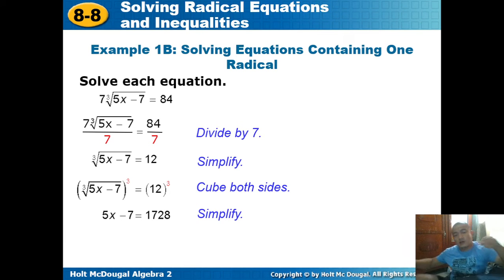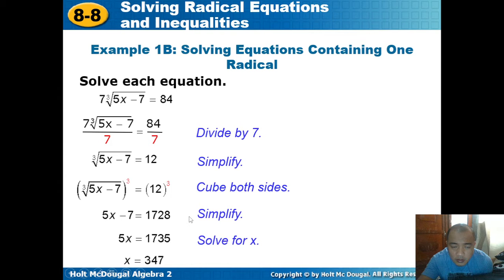Yan. So from this equation, 5x minus 7 equals 1728. Add both sides by, okay, just transpose negative 7, so plus 7 tayo dito. 1728 plus 7 is 1735. Divide both sides by 5, 347. That's now the answer.